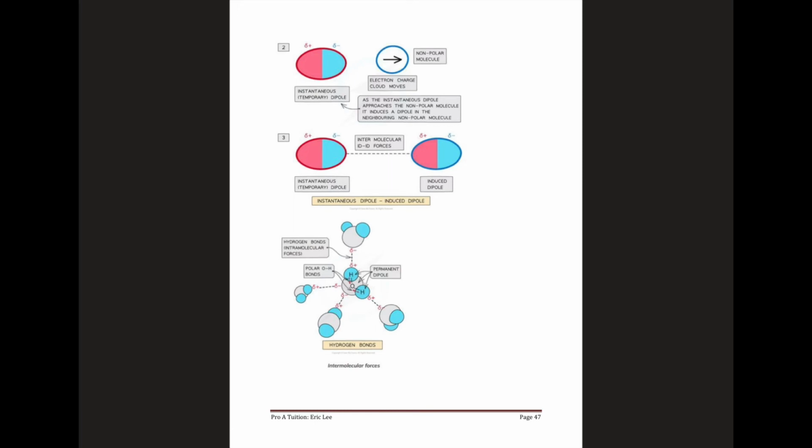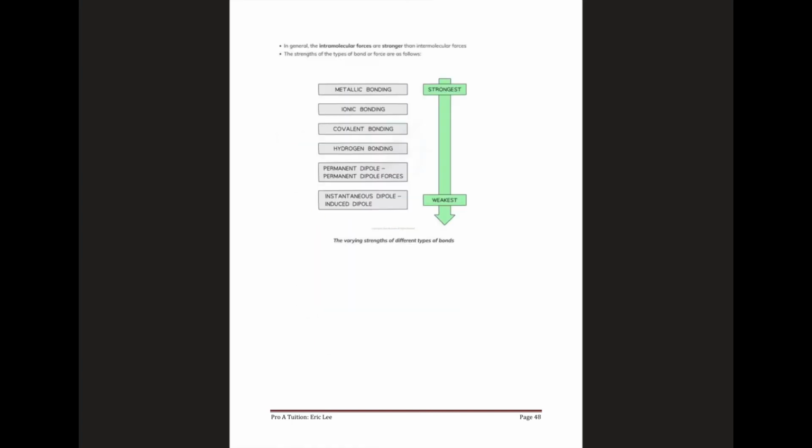And again, they show the same pictures. This is induced dipole, instantaneous dipole, induced dipole, all this. This one is hydrogen bonds. Okay, now let's compare.